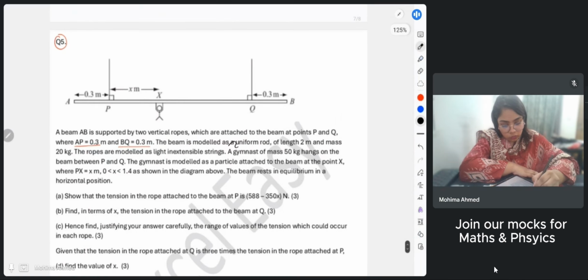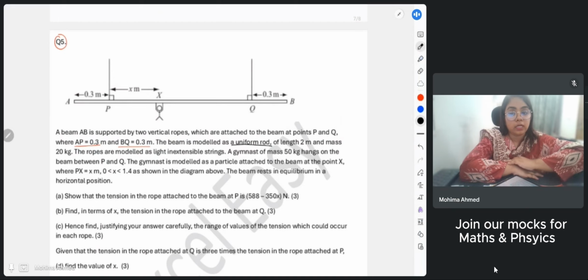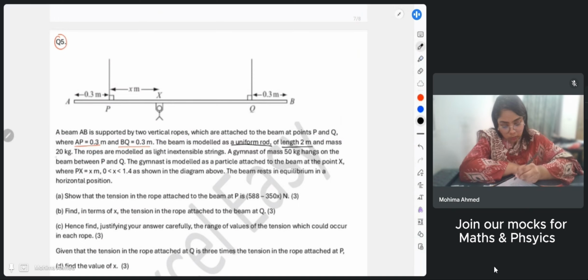Uniform rod means that the weight of the rod must act from the center. That's what it indicates about the uniform rod. The entire length of the rod is 2 meters and the mass of the rod itself is 20 kg. The ropes are modeled as light inextensible strings. That means the tension along the entire rope will be equal, and the weight of the ropes is not taken into consideration.